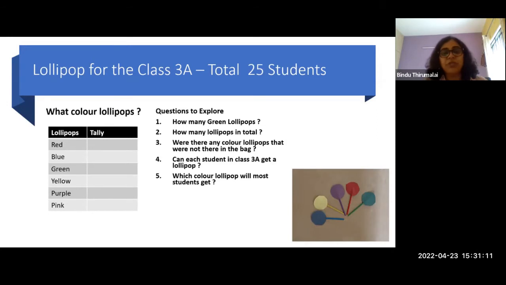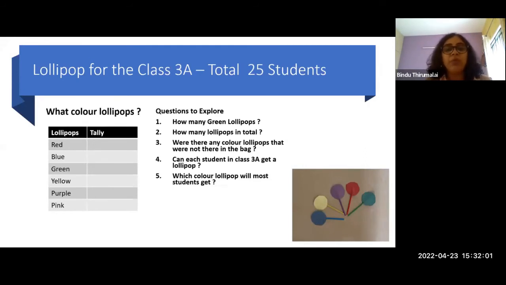a third standard class of total 25 students. Now, some guest has come and given a bag of lollipops for the students. Now my problem is, I want to know, are there enough lollipops to go around 25 students? And you know how third standard children are, they're very particular that they want a particular color lollipop. They will always be picky. Someone will want a red color, someone will want a blue color. So this is how you pose the problem to the students. And now I'm going to ask them to actually collect data.